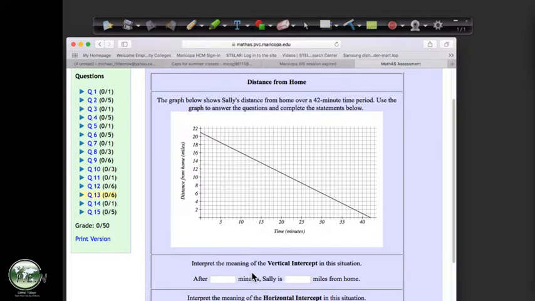Interpret the meaning of the vertical intercept in this situation. So where's the vertical intercept? It's the distance, it's here, and it's about 21. And how many minutes has Sally been traveling? 0. That's what the vertical intercept is. After 0 minutes, Sally is 21 miles from home. Okay, that's basically this point right here.